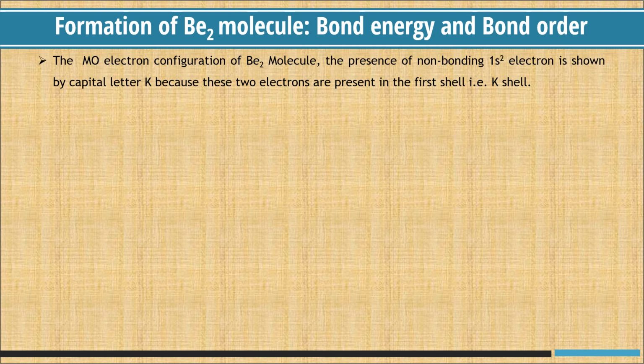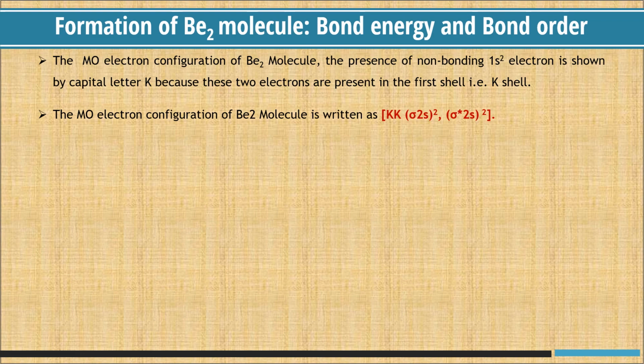In the molecular orbital electronic configuration of the Be2 molecule, the presence of the non-bonding 1s2 electrons is shown by the capital letter K, because these 2 electrons are present in the first shell, that is the K shell. The molecular orbital electron configuration of the Be2 molecule is written as KK (sigma 2s)2 (sigma star 2s)2.